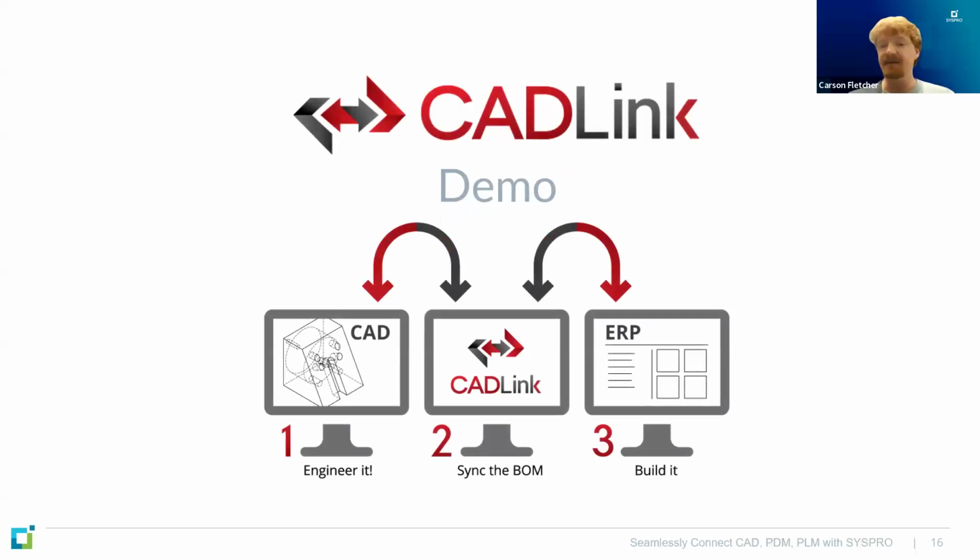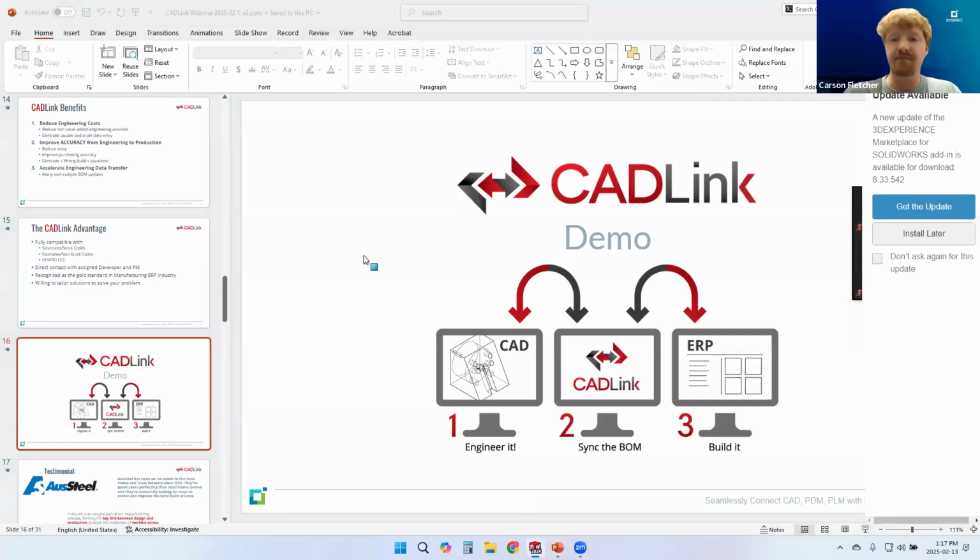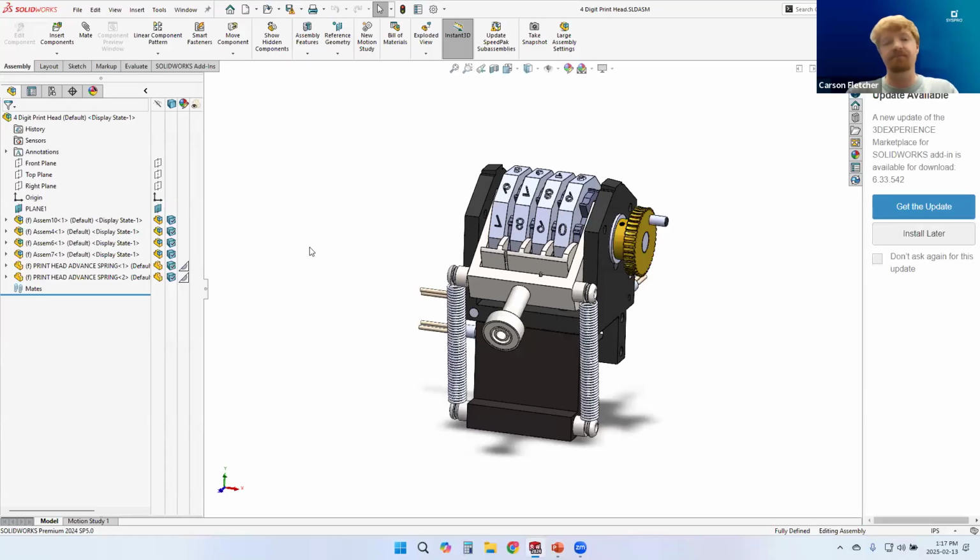Okay, so let's take a look now at a demo of CADLink. We have a lot of different CAD and PDM and PLM integrations, but I'm going to show SolidWorks here. CADLink is going to look identical, really, no matter what CAD, PDM, or PLM system you're using. I'm going to use SolidWorks because it is one of the more common ones. So I'm now in SolidWorks, and you can see I've got a model opened.